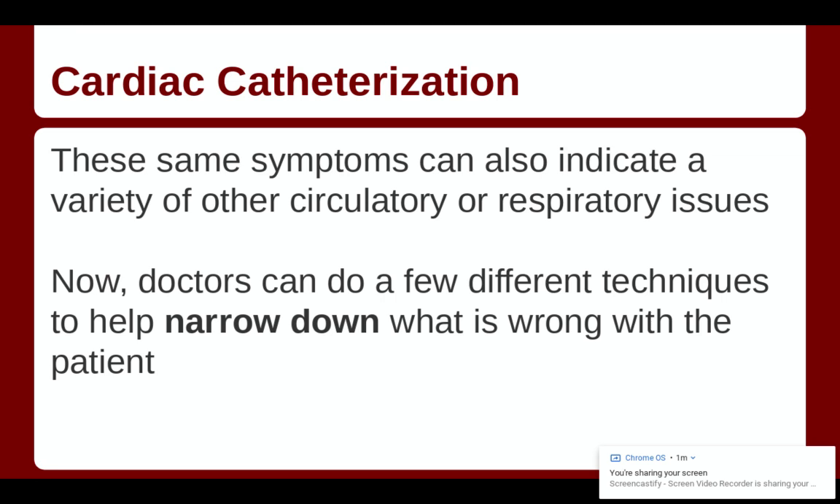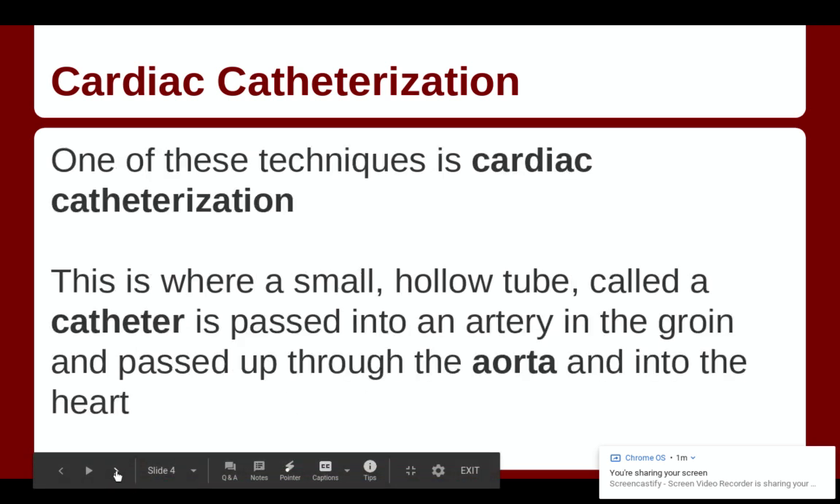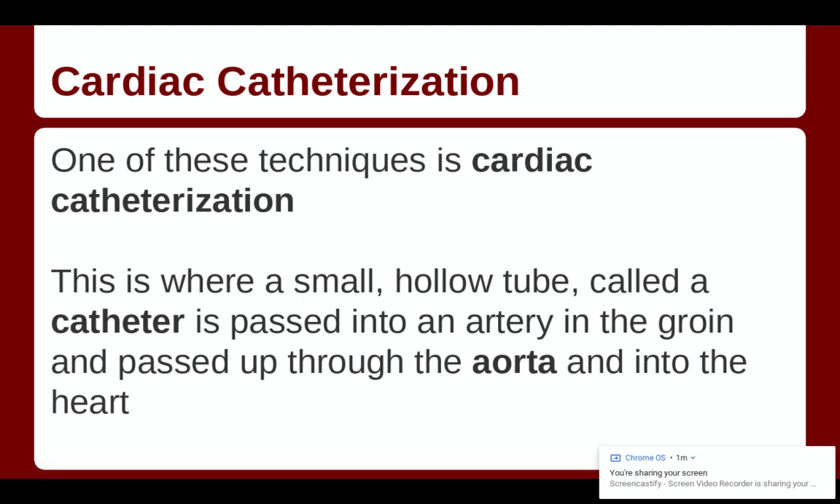The same symptoms can also indicate a variety of other circulatory and even respiratory issues. So now doctors can use a few different techniques to help narrow down what is going wrong with the patient. One of these techniques is called cardiac catheterization. Basically, this is where a small hollow tube, which we call a catheter, is passed into an artery in the groin, and passed up through the aorta into the heart.